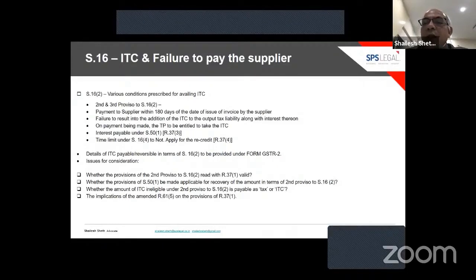If you see, the entire Rule 37 is very badly worded, and in some respects the validity of this provision can also be challenged. But I would only say caution is the better part of valour. Therefore, it would be better if this particular condition is fulfilled to the maximum possible. It may not be worth its while to make it a litigative issue. It would be better either to comply with it by making the payment within 180 days, or to reverse the credit within 180 days and thereafter take the re-credit.